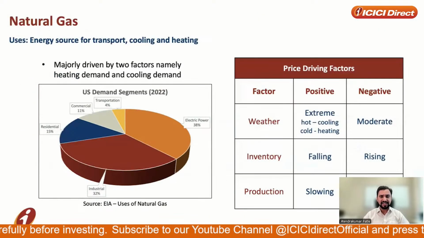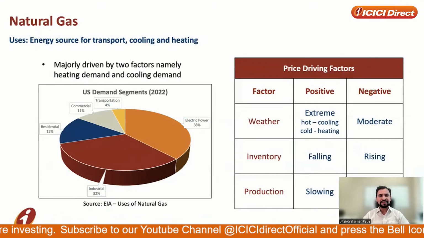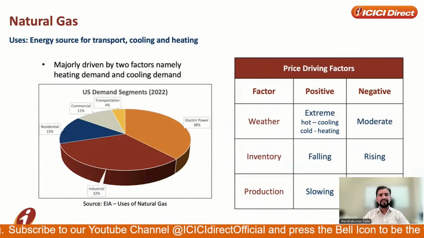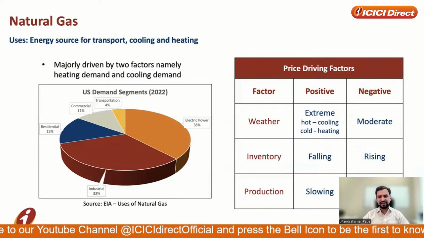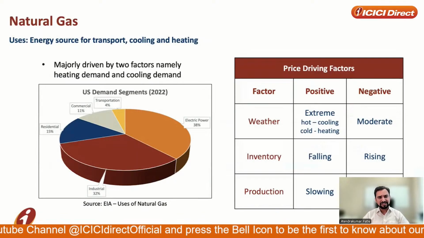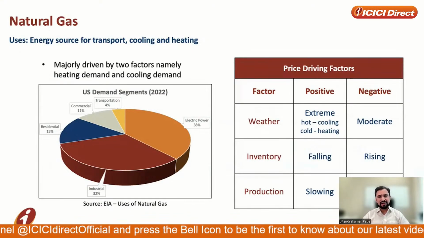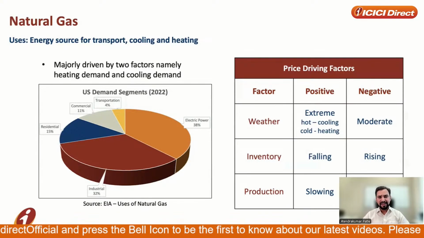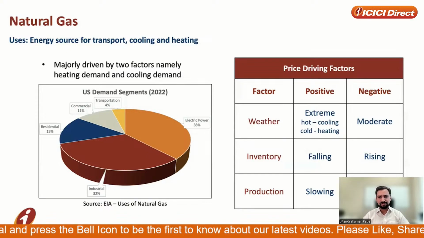Similarly, we have natural gas, that is the second commodity and one of the top commodities traded on MCX. This is basically used for transportation, cooling or heating, whenever any extreme temperature or extreme weather is there. Then again, for balancing the temperature, natural gas is used. Like crude oil, natural gas is an industrial commodity, where 38% is used for electric power purposes and 32% for industrial purposes.